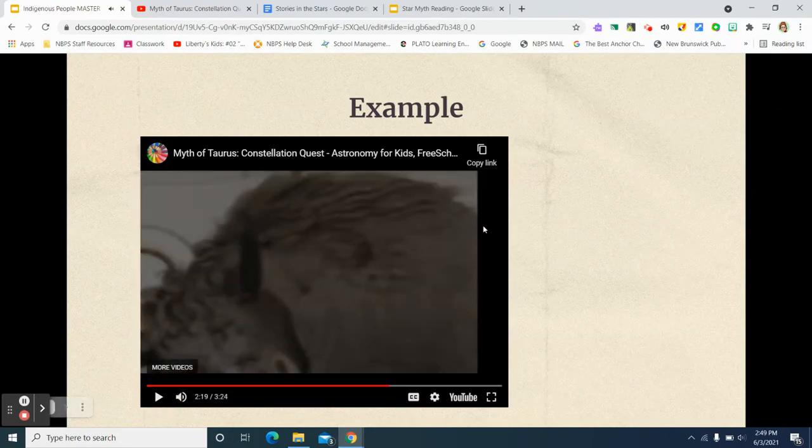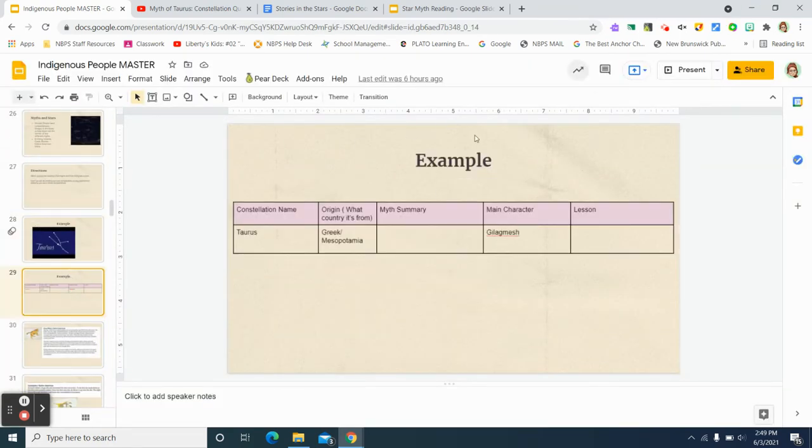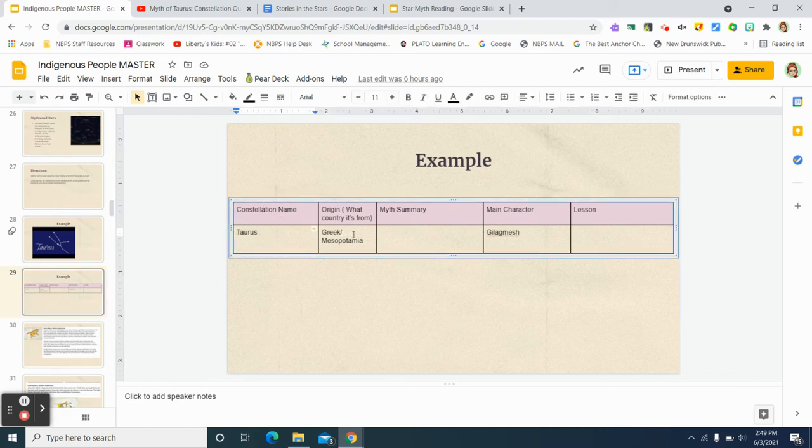So the Pleiades are another constellation that we're not going to talk about, but we want to talk about this example of this myth of Gilgamesh, right? So if I go into my next slide, this is what you're going to be reading. The constellation named Taurus, where's it from? It's Greek and it's Mesopotamian, right? So that's where Gilgamesh is from.